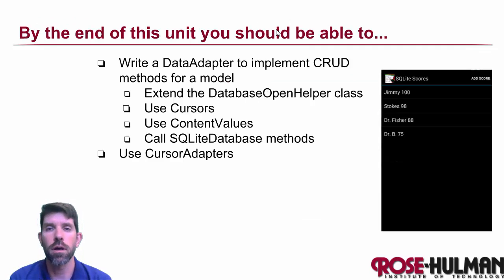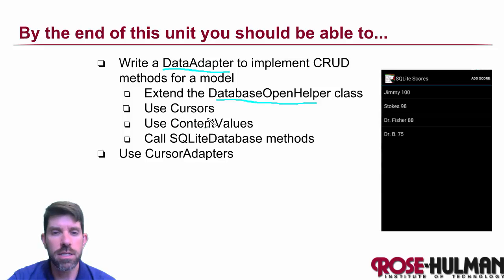So we're going to learn many things to be able to do this. So let's see what we got here. The first and foremost thing is we're going to be writing a class here called a data adapter that's actually going to implement the different CRUD methods, right? We'll talk about CRUD in a second here. As part of that, we're going to be extending the database open helper class. We'll be using a couple of new ideas here, so using cursors and content values. And then we're also going to be calling the SQLite database methods directly to do some of these operations here. And finally, more on the UI side, we're going to learn how to use cursor adapters to update our list view.